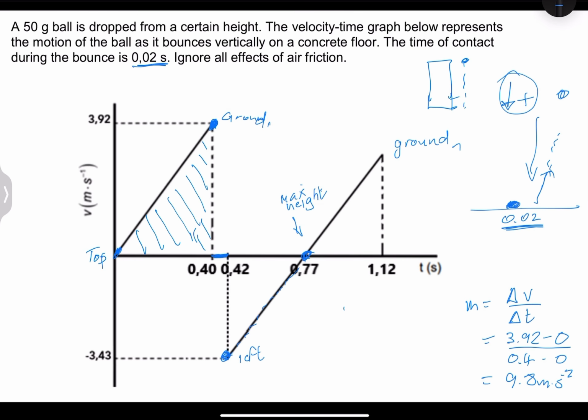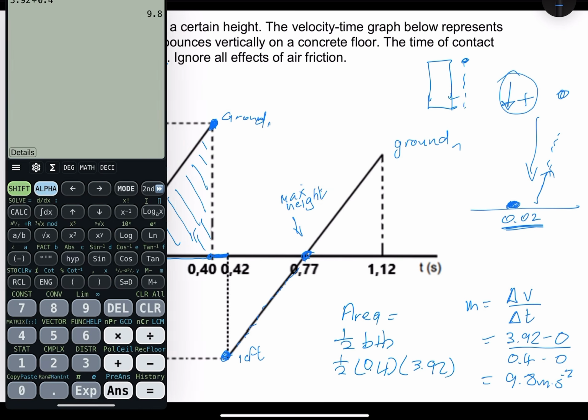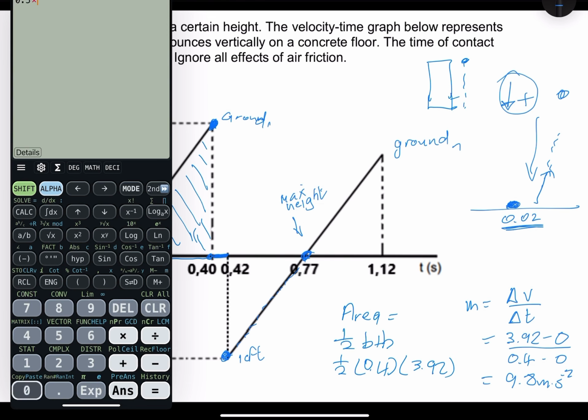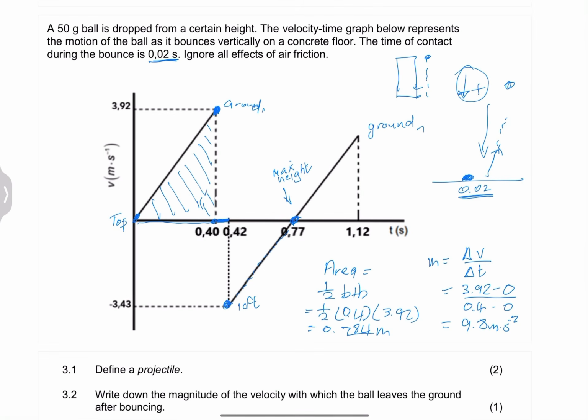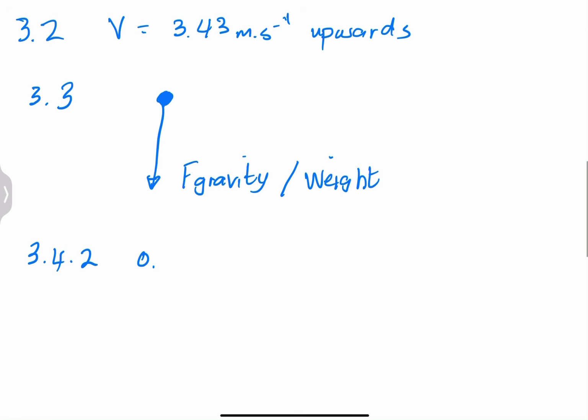So I would say, well, what is my area? The area underneath the graph is a triangle. That would be half base times the perpendicular height. So that would be half, our base is 0.4, and our height is 3.92. So we're going to say that's 0.5 times 0.4 times 3.92, and I get a height of 0.784 meters. Of course, I've shown the calculation there.